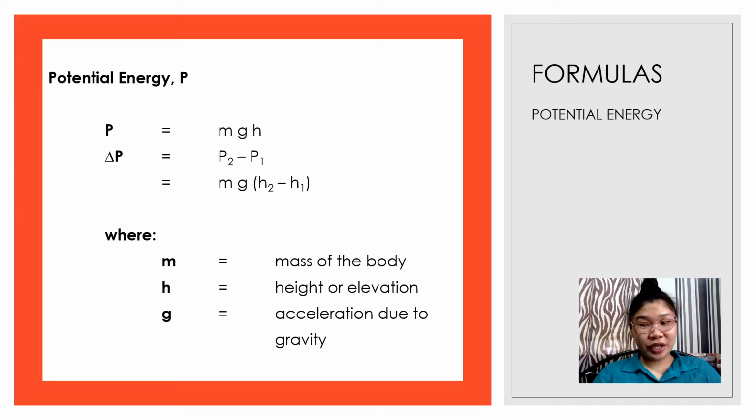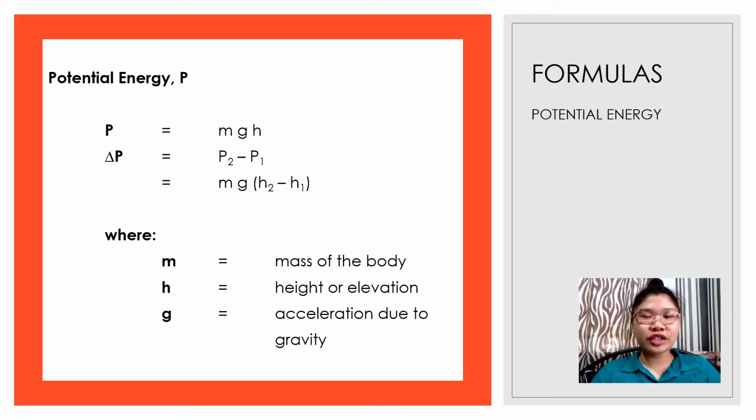Yes, this is my favorite part, the formulas part. I will be providing you the different formulas for the forms of energy and then for the laws of thermodynamics specifically. So first we have the potential energy. The potential energy, based on the definition, is based on height or elevation. The formula is mgh, where m is the mass of the body, g is acceleration due to gravity, and h is height or elevation.